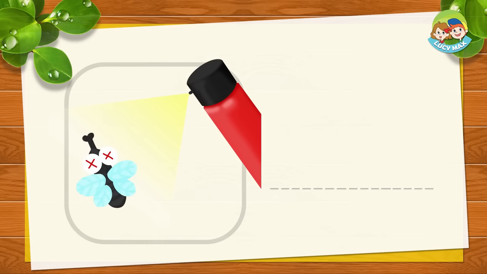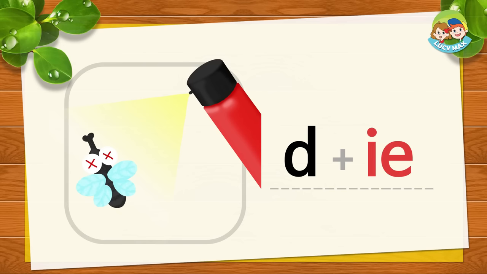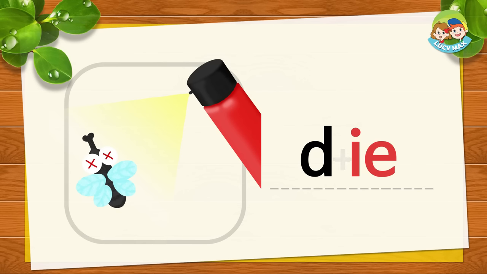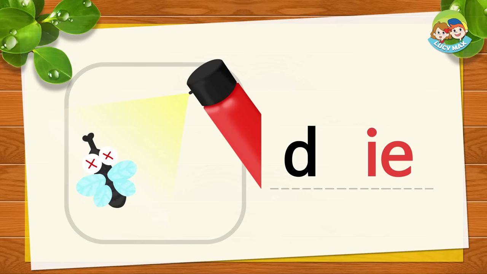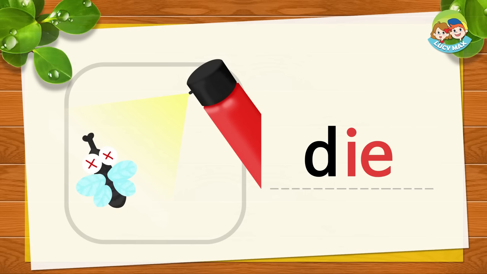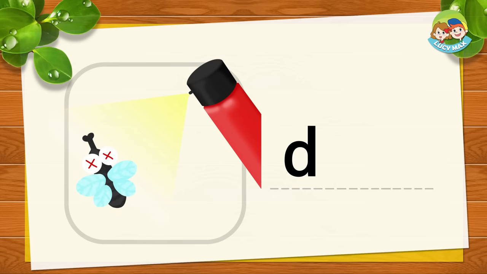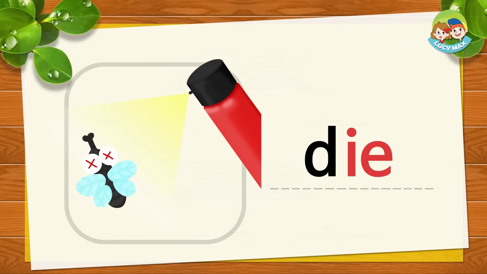Look at the bug. It dies. D and I together is die. D, I, die. Now you try. Very good.